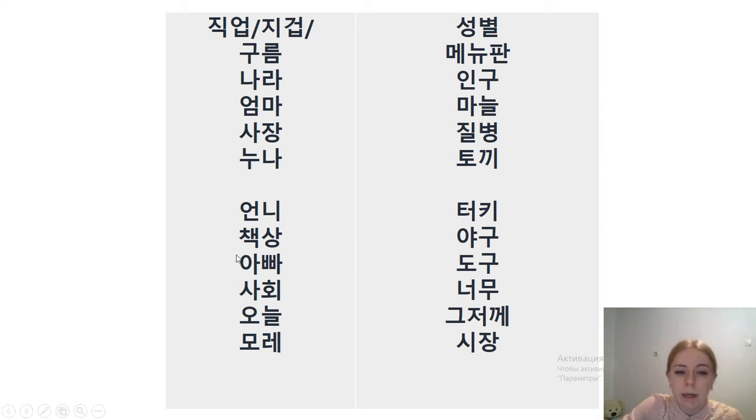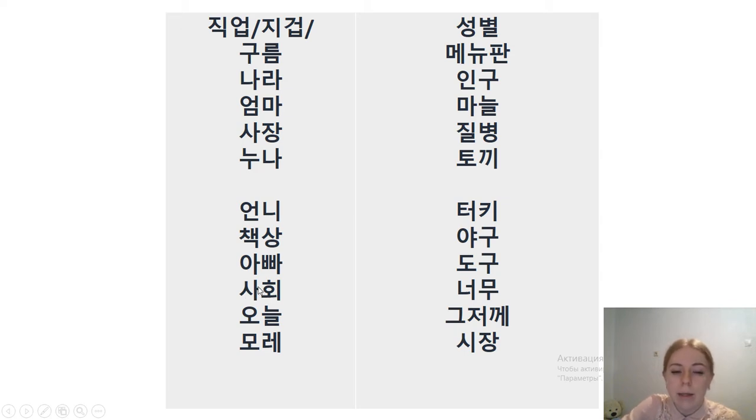The next one is again with a circle, but in this case, the circle is not in 받침, so we don't read it. We read only the vowel sound a. So we have the word 아빠. 사회, 회. Diphthong 회 plus h. So we read it 사회.